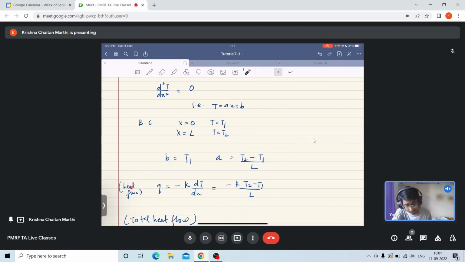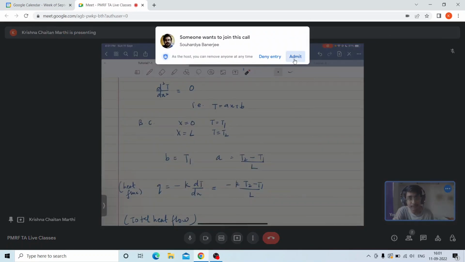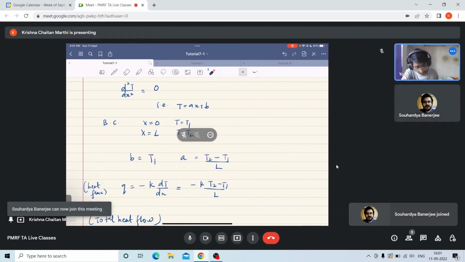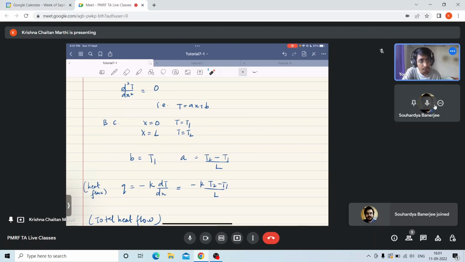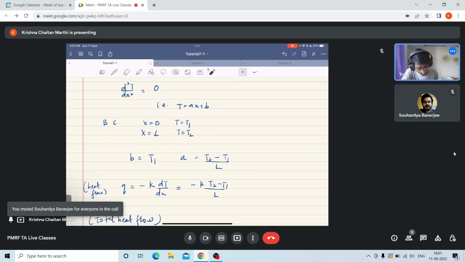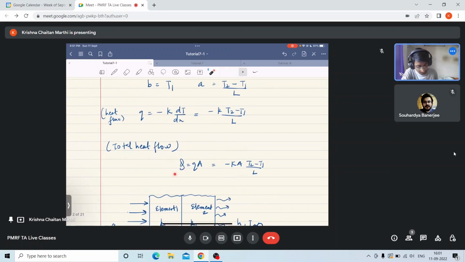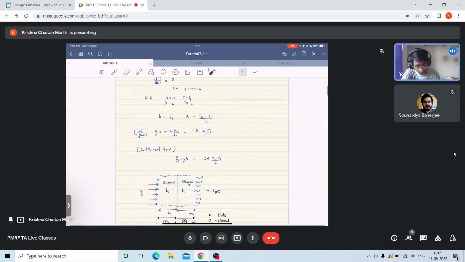The heat flux q is given by minus k dT by dx, which is equal to minus k times (T2 minus T1) divided by L. The total heat flow, capital Q, is equal to qA, which is minus k times A times (T2 minus T1) divided by L.